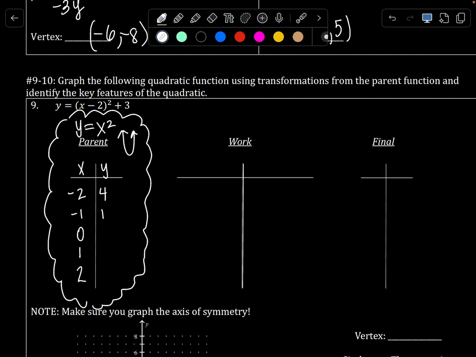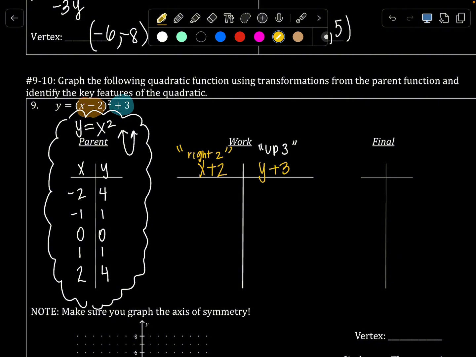4, 1, 0, 1, 4. How does this work? We're going to focus on what we're doing. We're doing the opposite. With -2, that means we're going to add 2 to the x's. The x's are moving to the right 2. And since we have that +3, we're going to move our y's up 3. So this is y plus 3.